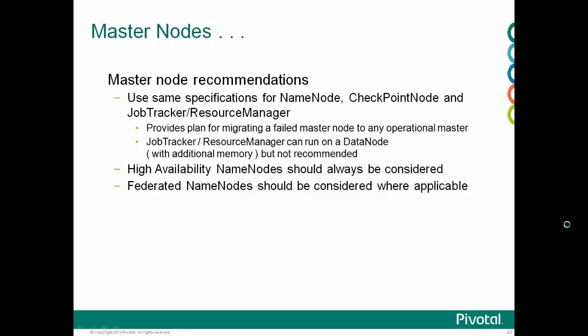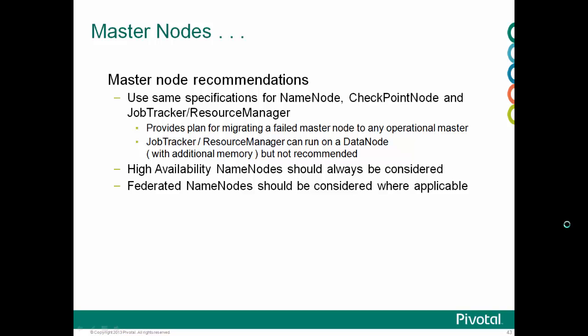Master node recommendations: use the same specifications for your name node, for the checkpoint name node, and for the job tracker resource manager node. Okay, this gives you an alternative to any one of those nodes failing. You always have a device that you can swap in at the last second. The job tracker and the resource manager can run on a data node if you want to run them. It's risky and not recommended, and it does require significantly greater amounts of memory to be installed on that data node.